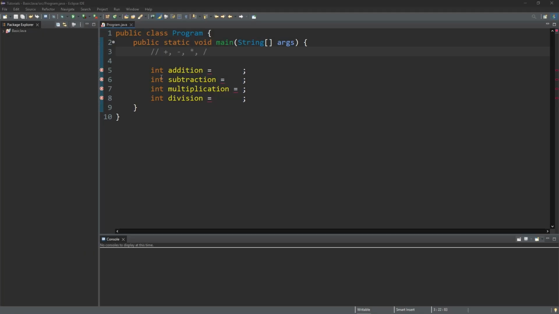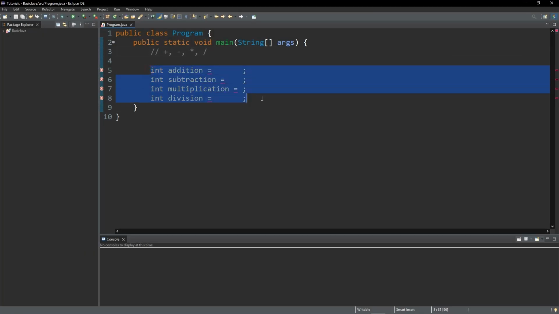So I've got 4 variables here, 4 integers, right? So they're 4 bytes each, and they're named addition, subtraction, multiplication, and division. I don't have them set to anything just yet, that's why there's so many errors, but let's go over these 4 operators.